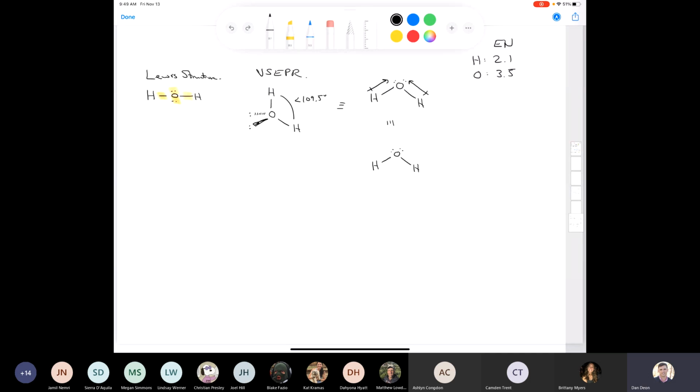If oxygen is more electronegative, what was the definition of electronegativity? It's the ability of an atom to pull electron density towards itself in a bond. So that means that the oxygen is going to be partially negative. It's not an anion, but it's got more of the electron density than the hydrogen does, and therefore the two hydrogens are going to be delta positive, like that.